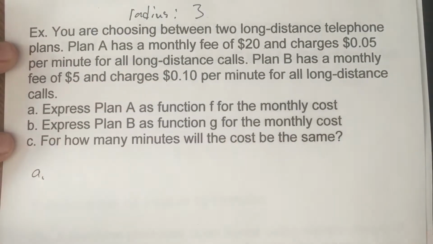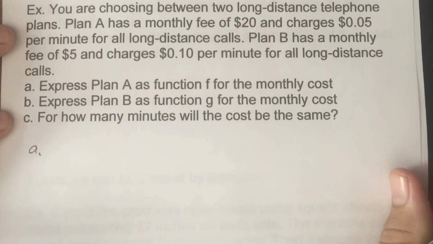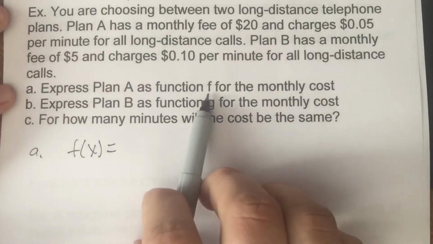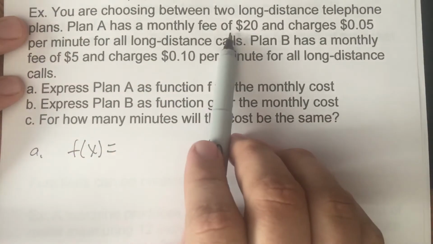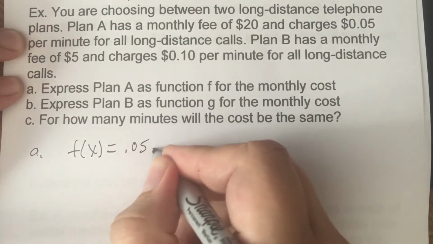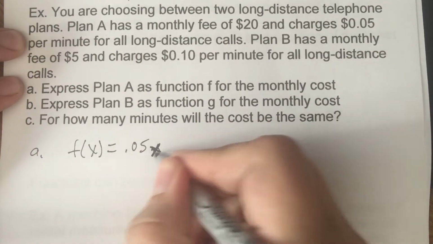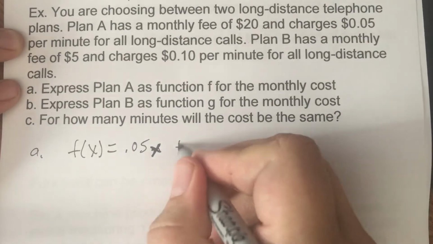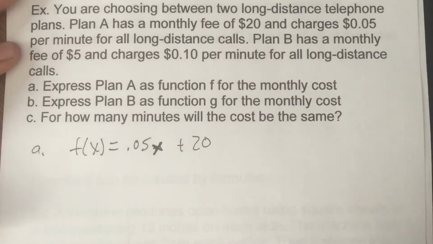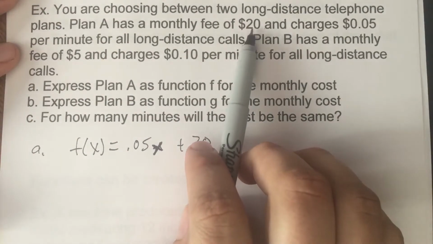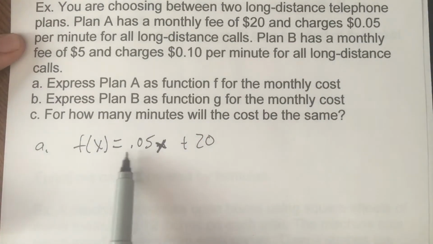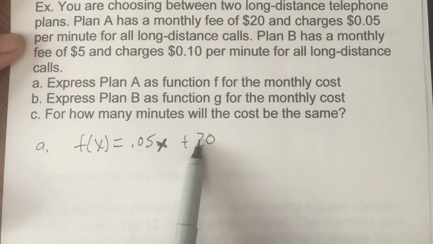We're going to use f of x. So we want the function f for plan A. Plan A said it was a monthly fee of $20, 5 cents per minute. So 0.05 m, well, we're using x, 0.05x plus the 20. The monthly fee is going to be $20 no matter what, and then 5 cents every minute. We don't know how many minutes, so we do 0.05x plus that flat fee.